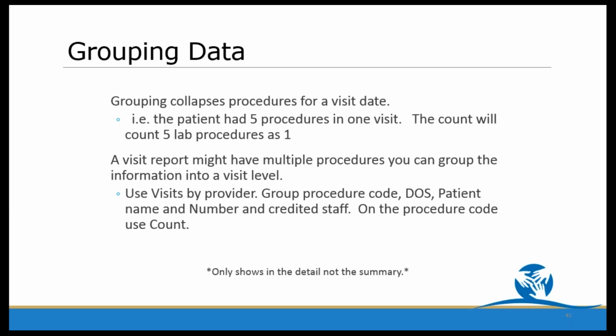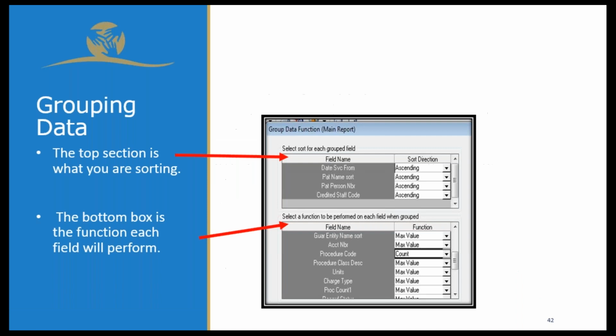When you group data, it only shows up in the details portion of the screen. It does not show up in the summary, which is in the top. So when I select the field that I want to group, this top section is going to give me what I selected. Okay, so I pick the date of service, the patient name sort, the number, and the credited staff.